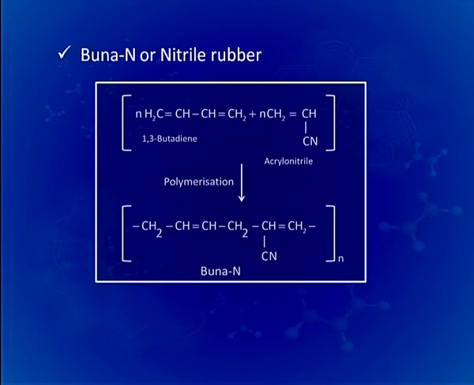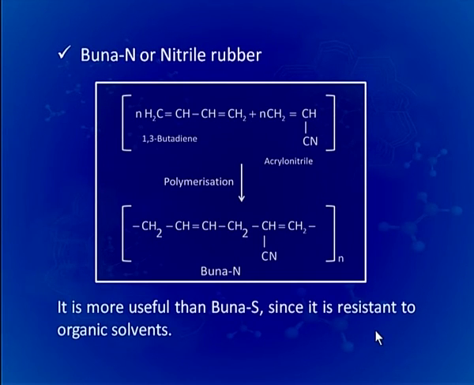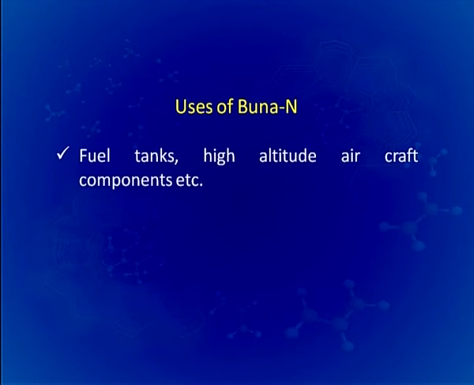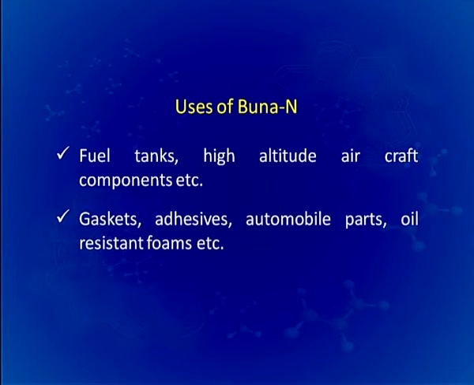We can see this is also a copolymer obtained from two monomeric units. One is 1,3-butadiene and the other is acrylonitrile, and hence N stands for nitrile. It is much more useful than BUNA-S as it is resistant to organic solvents. It is used in fuel tanks, high altitude aircraft components, gaskets, adhesives, automobile parts, oil resistant foams, etc.